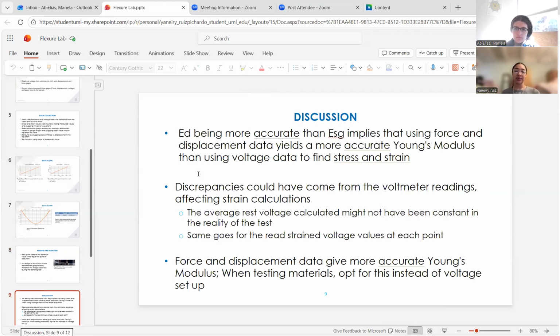The Young's modulus given by the deformation being more accurate than the Young's modulus given by the voltage implies that using force and displacement data yields a more accurate Young's modulus than using voltage data to find stress and strain. Discrepancies could have come from the voltmeter readings affecting the strain calculations. The average rest voltage calculated might not have been constant in the reality of the test. Same thing for the read strain voltage values at each point. Force and displacement data give more accurate Young's modulus values when testing materials. We should opt for this instead of the voltage setup.